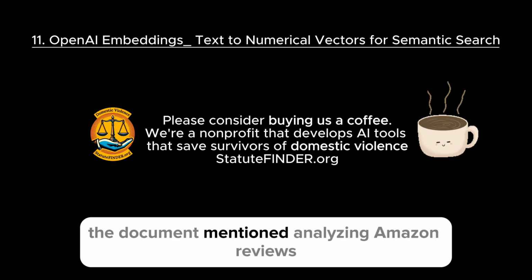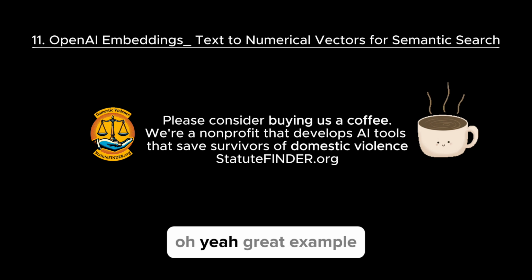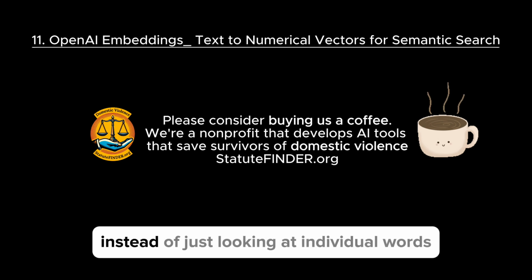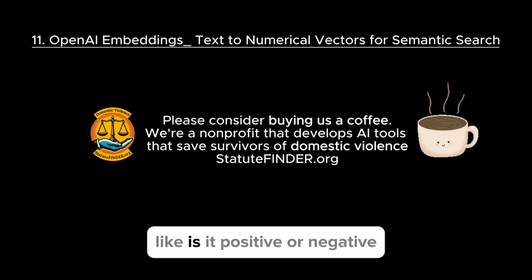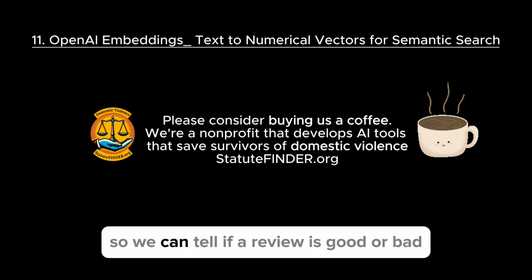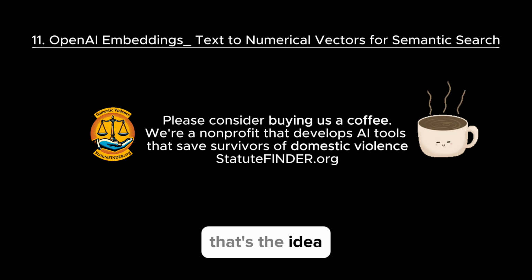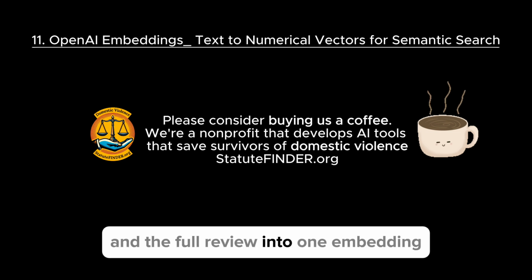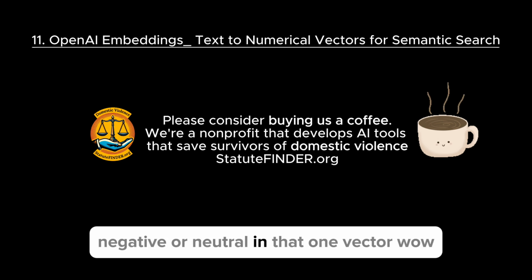Remember the document mentioned analyzing Amazon reviews, which feels super relevant these days. Oh yeah, great example. Imagine you have millions of reviews for a new gadget. Instead of just looking at individual words, we can use embeddings to actually understand what each review is saying. Like, is it positive or negative? So we can tell if a review is good or bad just based on its embedding vector. That's the idea. They show how you can combine the short summary and the full review into one embedding so it captures the whole sentiment, positive, negative, or neutral in that one vector.